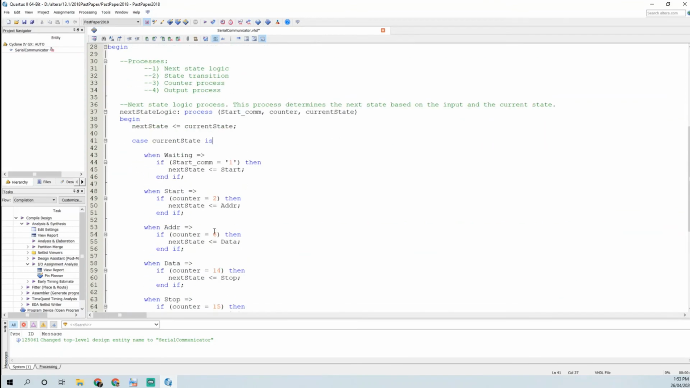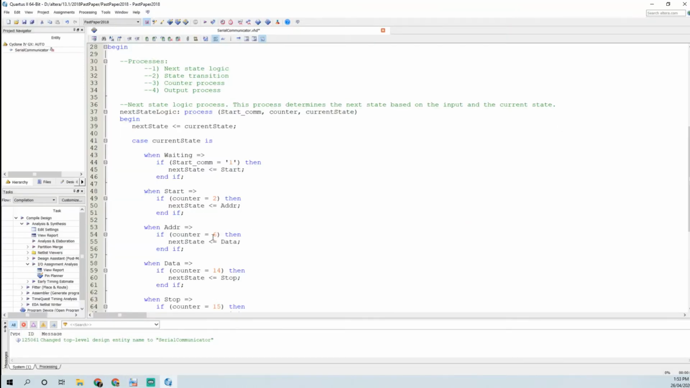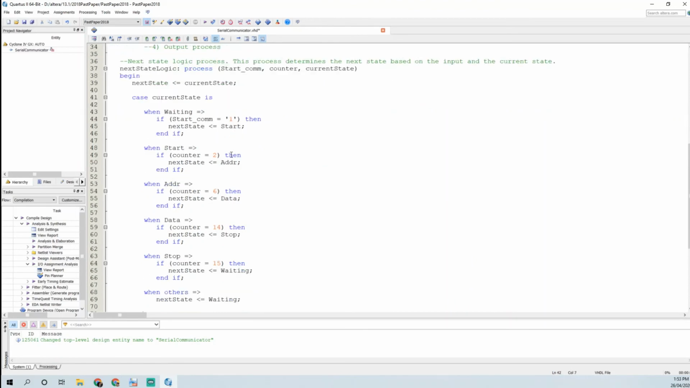All right. For example, if I'm in the address state and the counter is not yet 6, then I don't want to tell next state to be equal to data, but I still have to give the signal next state a value. So I'm going to give next state the value of whatever is the current state, which is going to allow me to stay in this address state until the counter value is equal to 6, which is the significance of this line of code here.